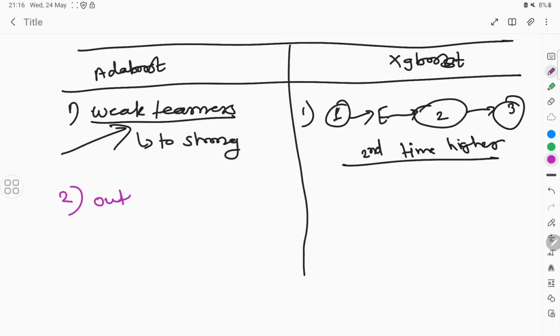Then another one is outliers. AdaBoost gets heavily impacted by outliers.